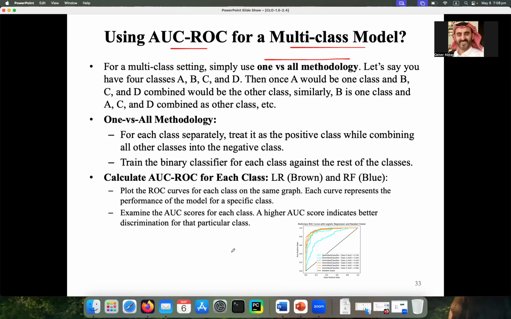After this slide, I will stop. Then we will offer prayer and then we will start again, okay?